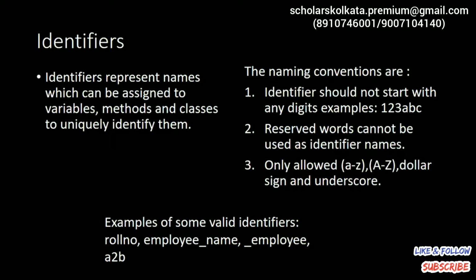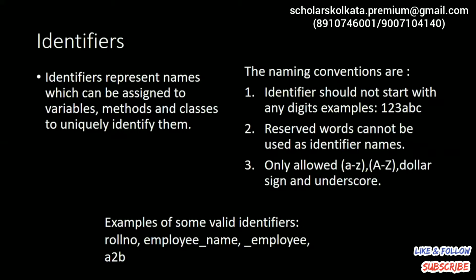Let us take an example of identifiers which are valid. You can see some examples of valid identifiers: roll number, employee underscore name, underscore employee, and A to B. Look here carefully that roll number starts not from a digit, but from an alphabet. Then employee underscore name. Remember that only dollar and underscore symbols are used. Here underscore is being used to separate two different words. And underscore can be used at the start of a name. And then the last one is A to B.